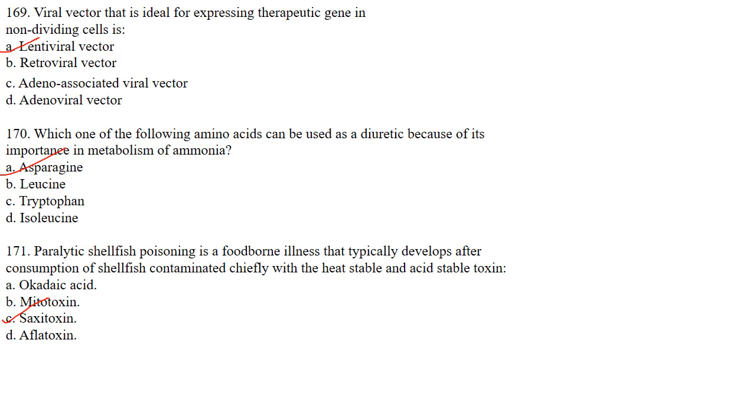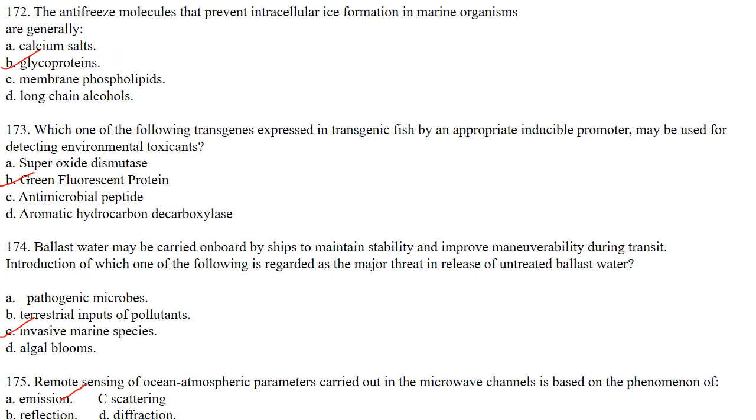Then next one. Paralytic shellfish poisoning is a foodborne illness that typically develops after consumption of shellfish contaminated chiefly with the heat stable and acid stable toxin called saxitoxin. This is also a repeated question. It has been asked some 2-3 times for the DBT exam. You can refer to my previous papers. I have uploaded them.